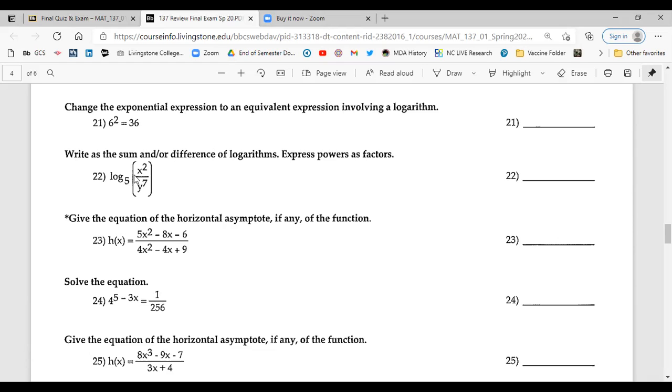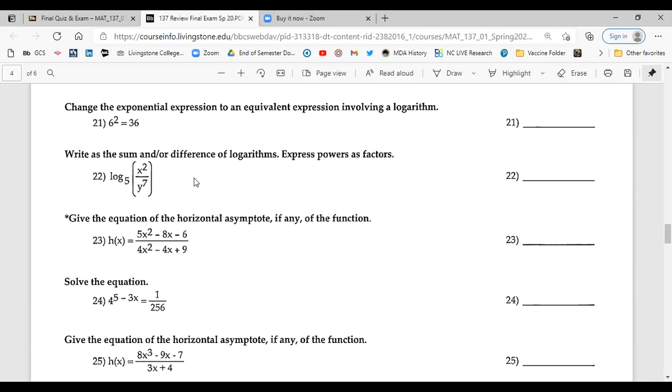Okay. Write as the sum and or difference of logarithms. Okay, here we expand it. If you're dividing, you're going to subtract, and you have to bring those exponents down. If you're multiplying, then you add them. Do we need to go over that?